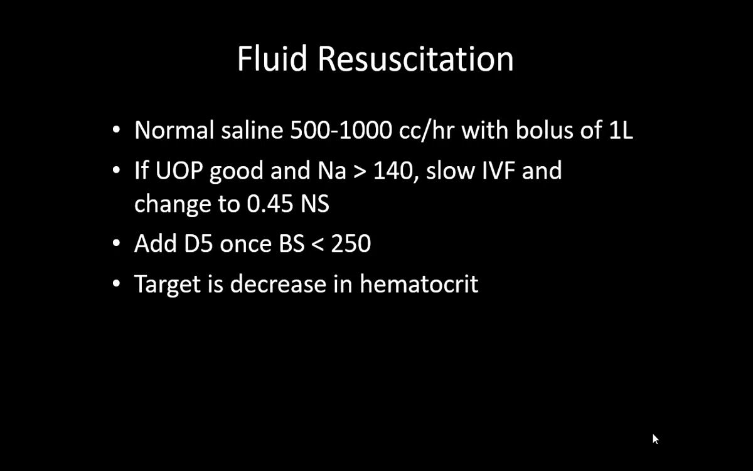Once the blood sugar level goes below 250, that is the time you want to add dextrose to your resuscitation fluid, and you change to a DNS fluid administration. And the target is you want to decrease the hematocrit because they are grossly dehydrated patients. On an average, DKA patients will be 5 to 6 liters deficient, and HHS patients will be 8 to 10 liters deficient, right? So they are hyperosmolar as compared to DKA, and they require more aggressive fluid resuscitation.